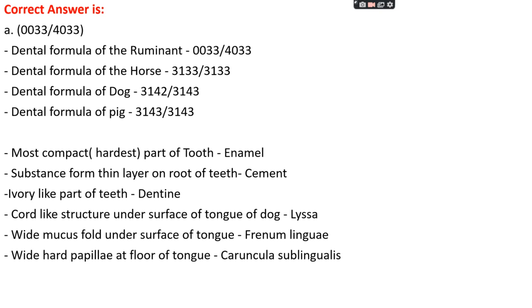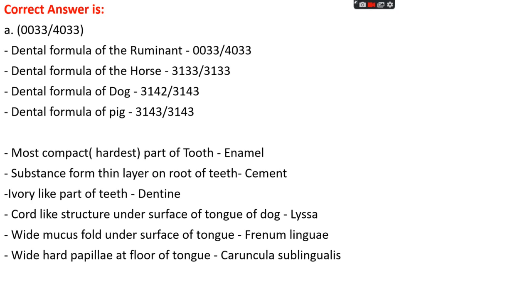The dental formula of the horse is 3133 by 3133. The dental formula of the dog is 3142 by 3143. The dental formula of the pig is 3143 by 3143. Let's see some facts about the teeth. The most compact or hardest part of the tooth is enamel. The substance forming a thin layer on the root of the teeth is cement. The ivory-like part of the teeth is dentine.